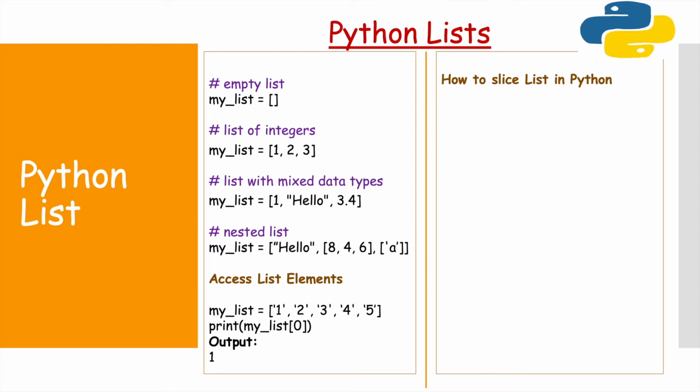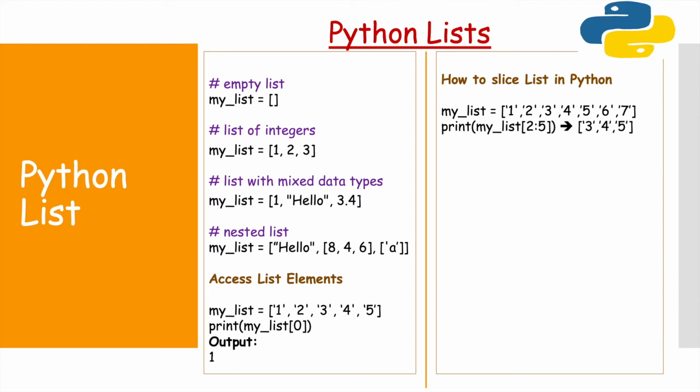Now let's see how to slice a list in Python. We can access a range of items in a list by using the slicing operator, that is the colon operator. This is an example of a list. When you give the list name and within the square brackets you provide two numbers with the slicing operator, the left hand side number of the slicing operator is the starting index and the right hand side number is the end index.